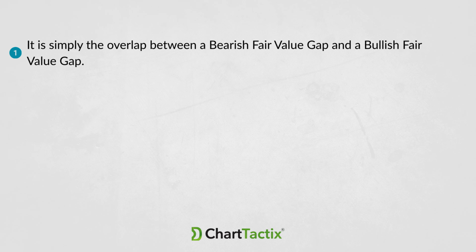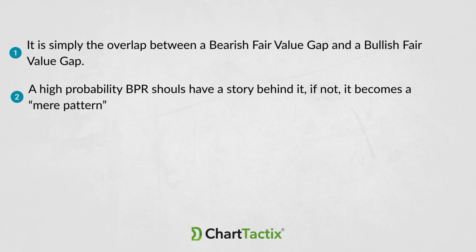So to recap everything we've talked about, a balanced price range is simply the overlap between a bearish fair value gap and a bullish fair value gap. And that overlap creates a high probability area on the chart. But just because it's high probability doesn't mean you should go to your chart and start trading every single one you see. You need confluence. A balanced price range you want to trade from needs to have a story behind it. If not, it's just a pattern. And the more context you have around that setup, the higher your probability becomes.